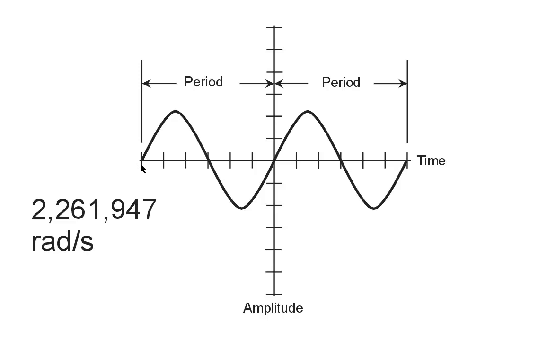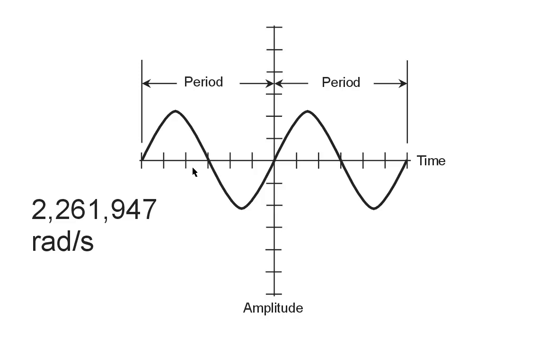The angular frequency is the number of radians per second. So we're talking here not about the number of full cycles that we get per second, but the number of angular radians that we get per second. A radian is 1/2πth of a full circle.